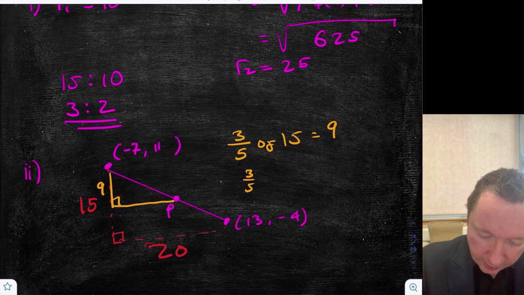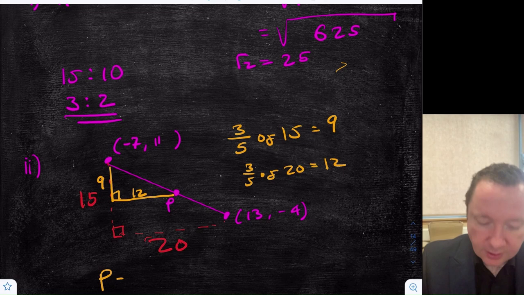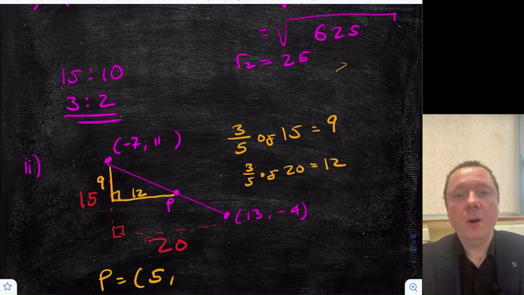and 3/5 of 20, which is 12. Minus 7 add 12 is 5. And for our y part, we're starting up at 11 and we're going down 9. 11 minus 9 is 2. So we get 5, 2.